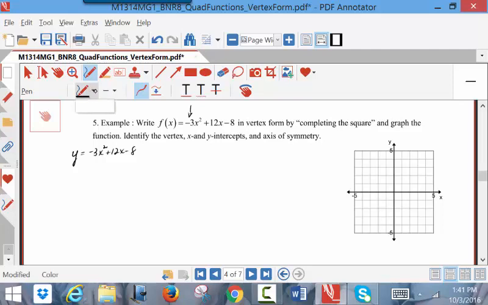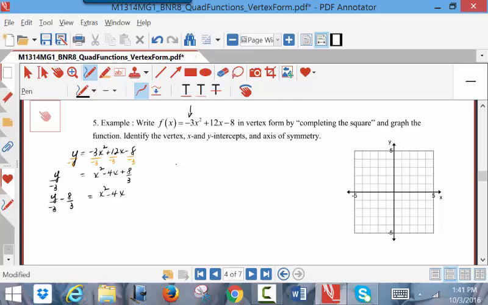So the first thing I do is divide everything by -3. Oh, it looks awful. Okay, so it's y divided by -3 equaling now x squared minus 4x plus 8/3. Then I move the 8/3 over. So this becomes y over -3 minus 8/3, leave a little space, x squared minus 4x. Some of it's not too bad.